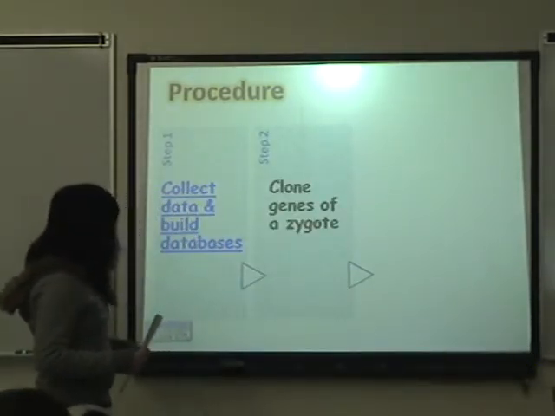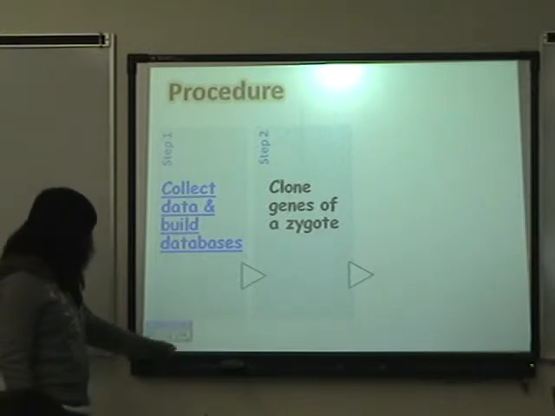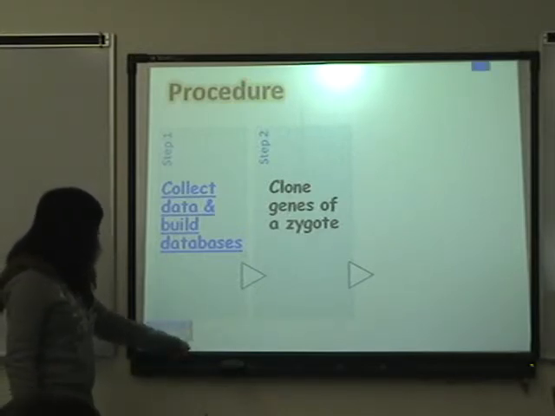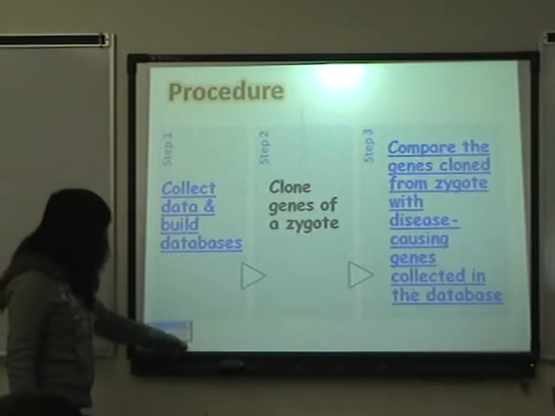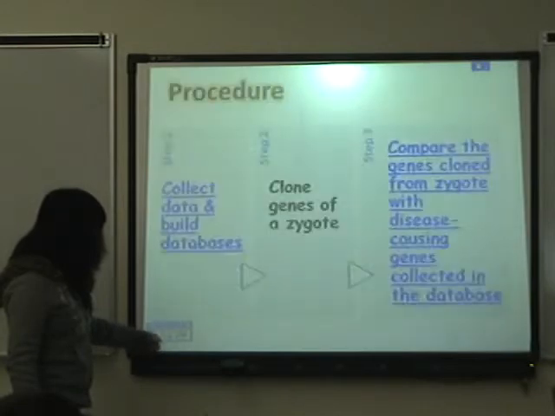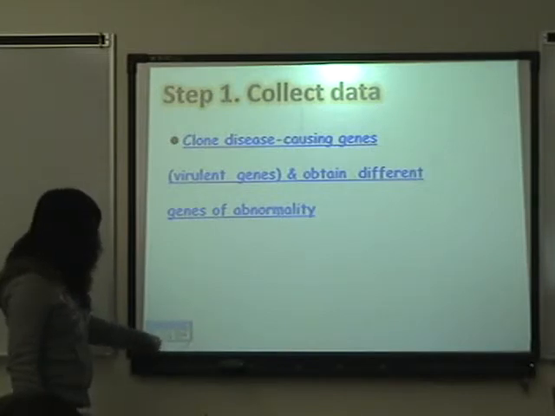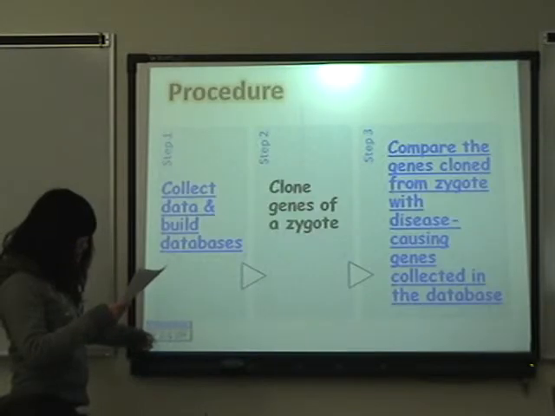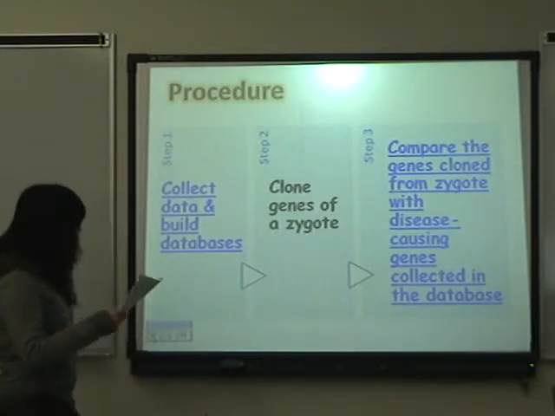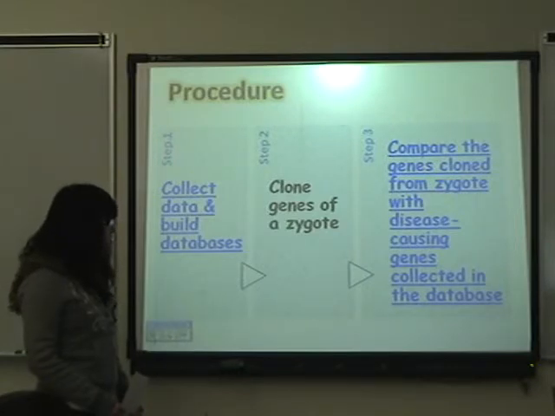The second step is to clone genes of the zygote. The method is the same as cloning disease-causing genes. The step 3 is to compare the genes cloned from the zygote with disease-causing genes packaged in the database.